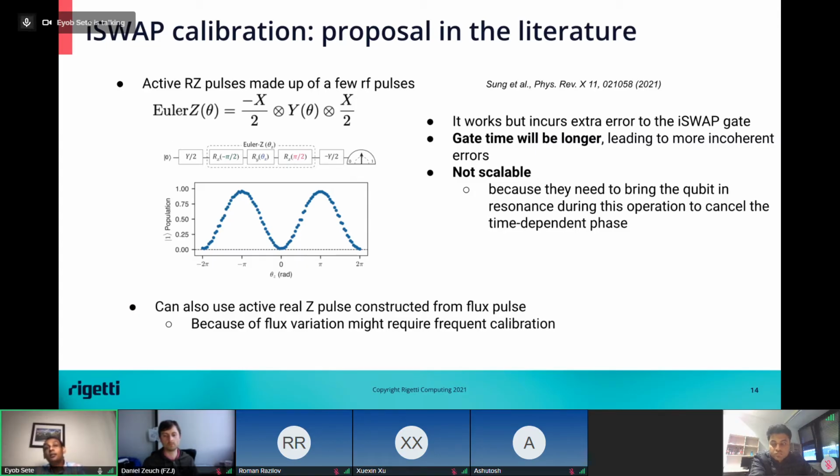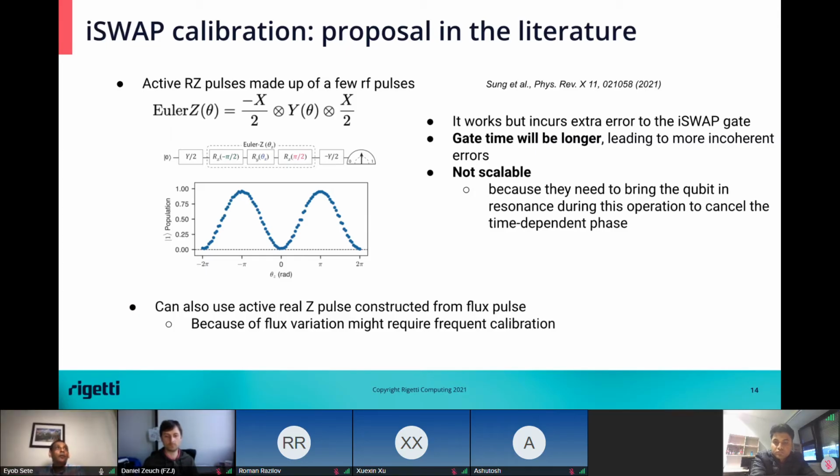The other thing they did is, to cancel that time-dependent phase, they have to bring the qubits into resonance. When they do that, there will be microwave crosstalk. So they implemented this crosstalk correction method. That's why I say it's not scalable. Yeah, it's a nice idea, but when you have a larger chip like ours, it's just not scalable. You cannot just send in microwave pulses where the qubits are in resonance.